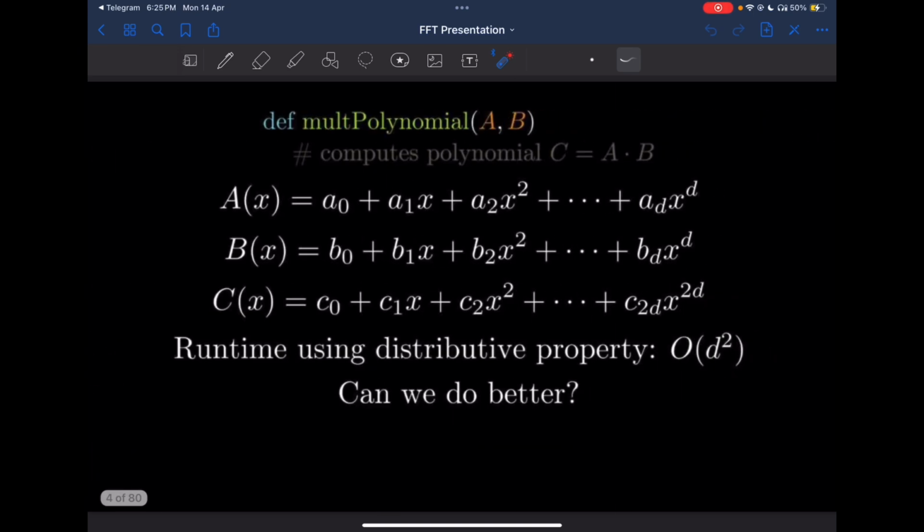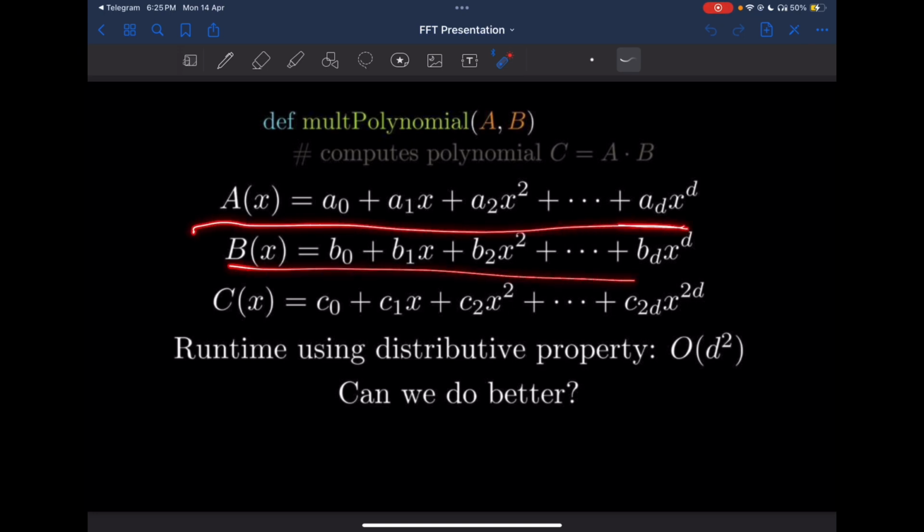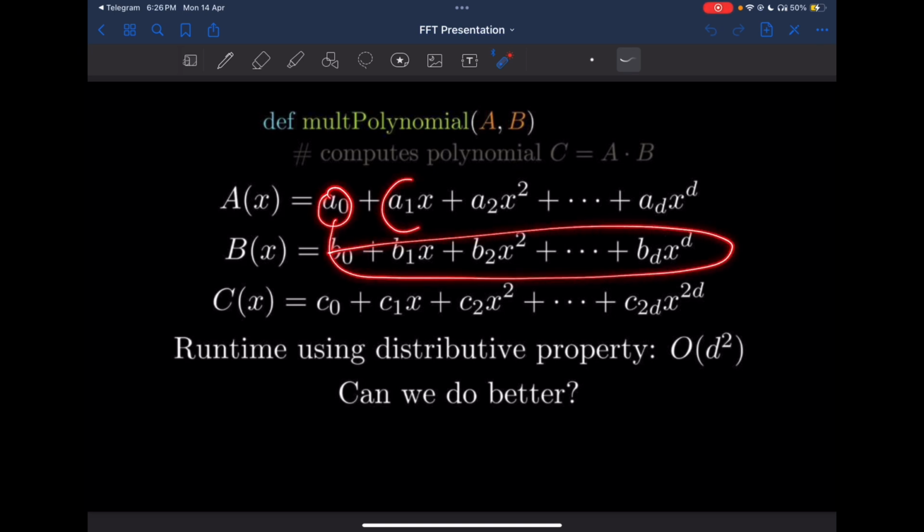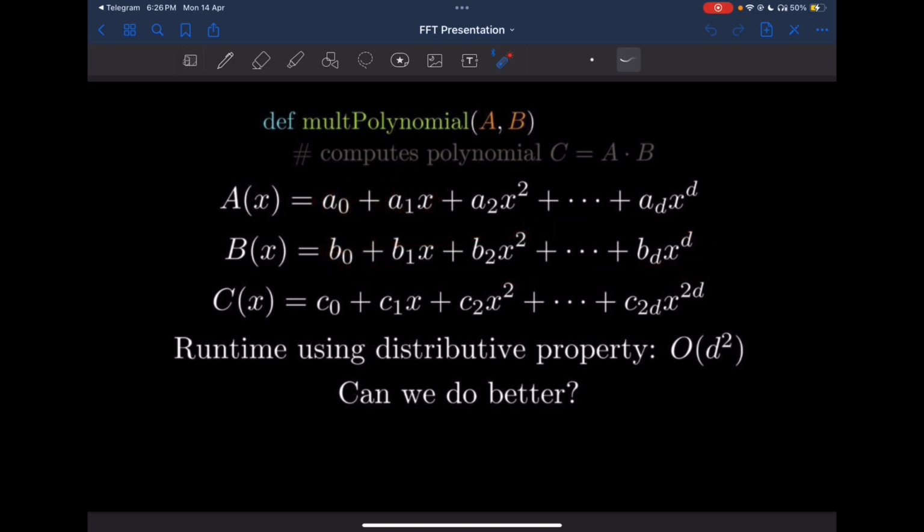Now, let's consider a general case. We've got two d degree polynomials, that is A of x and B of x, and we want to multiply these two polynomials to get a third resultant polynomial. The running time of this algorithm using the distributive property, the standard algebraic approach, was O of d squared. Because remember, you're multiplying this term with every term of the second polynomial, then this term with every other term of the second polynomial. So you're performing this d squared times, right?